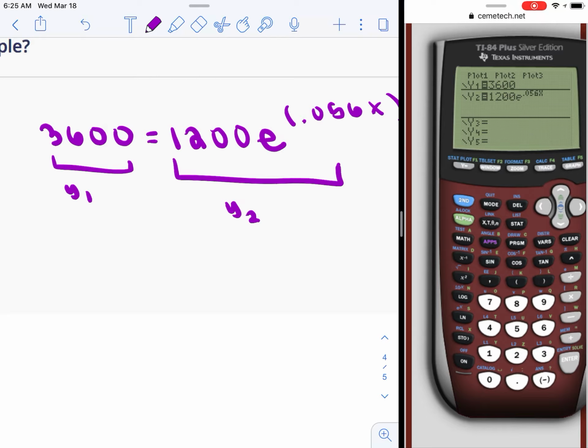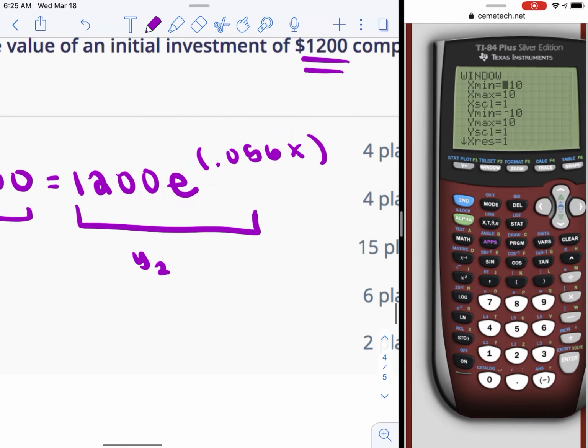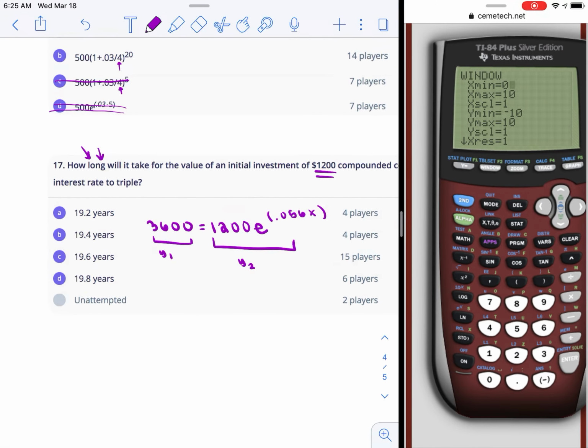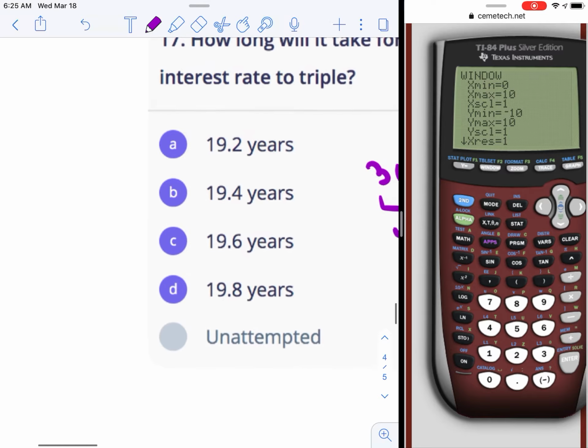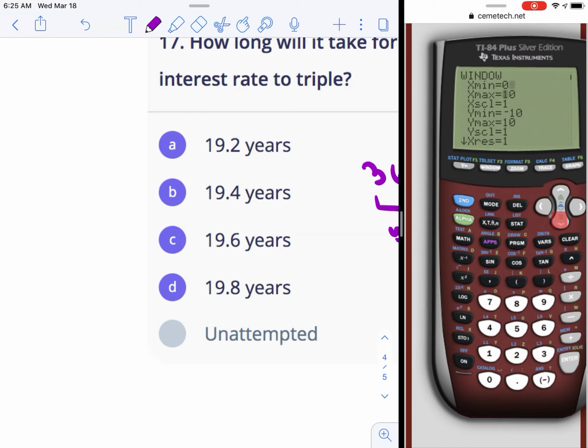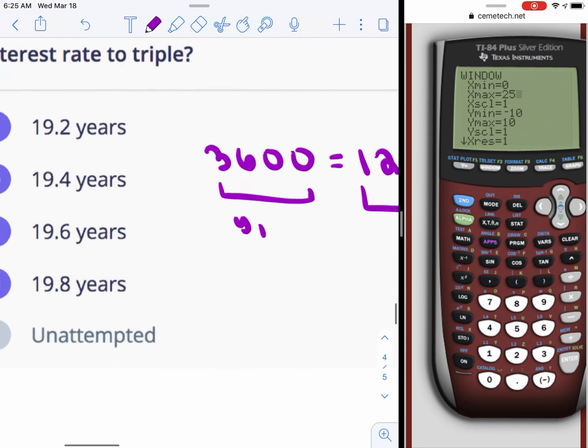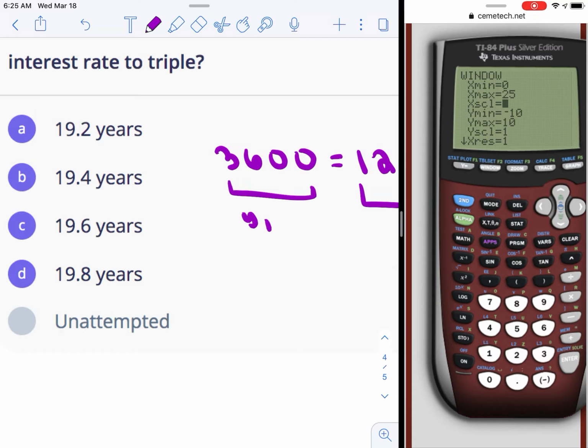Now, before you graph, go to your window, and first things first, X is representing time. I'm going to make my X min 0. And then thinking about money tripling or even looking at the answers, it looks like they're all close to 20. I want to make my X max at least 25. Now, my Y values need to show me 3,600. So you can change your Y min to 0, but that Y max has to be larger than 3,600. So I'm going to go 4,000, and then we can go to this graph, and you should see there's 3,600.